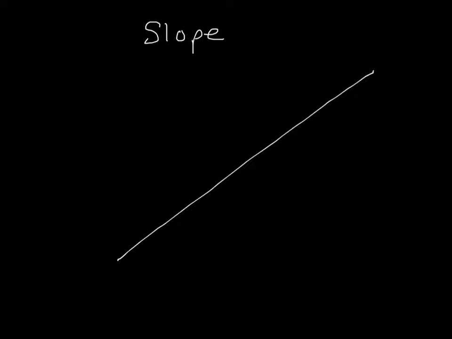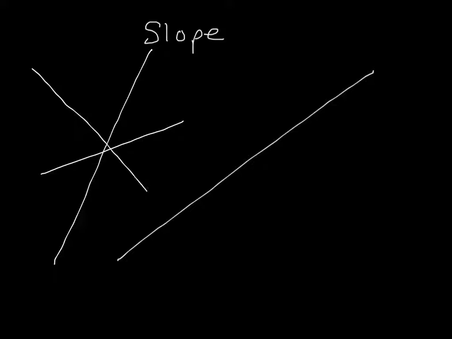So slope is a really big concept in algebra, and we use it even throughout calculus and such. So you want to understand slope. Now, slope is telling us how steep a line is. We could have a really steep line, or we could have a really shallow line. It all just depends on the slope. We can also have negative slopes that go down.